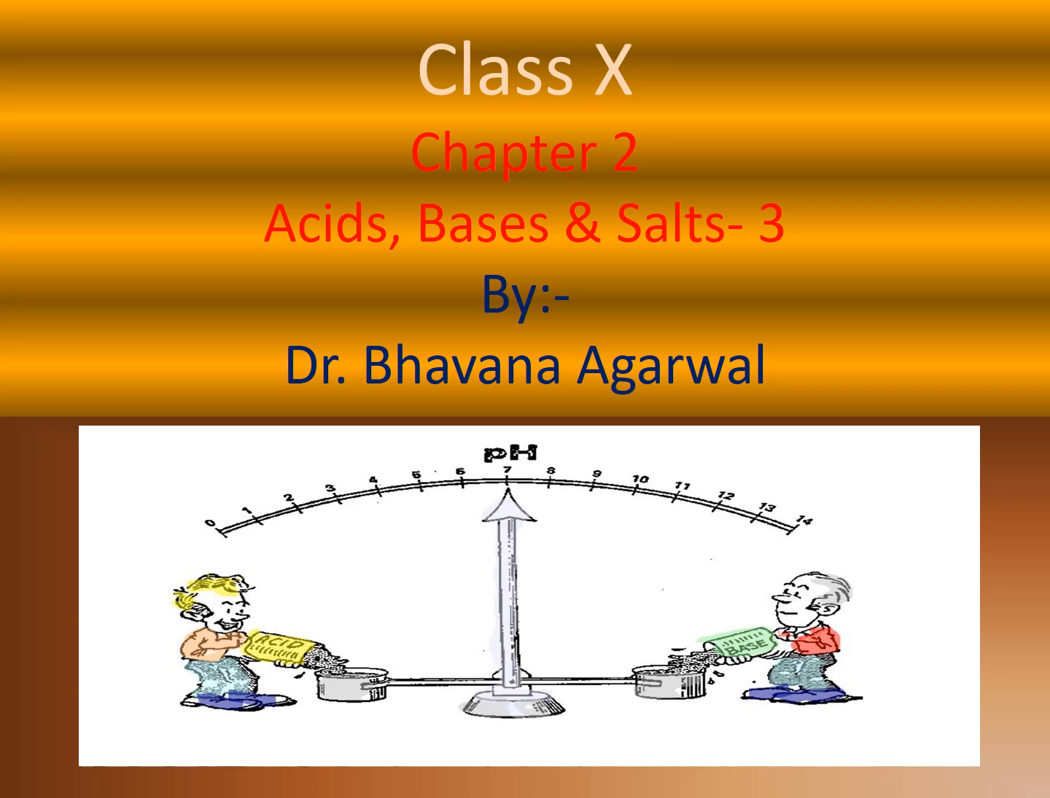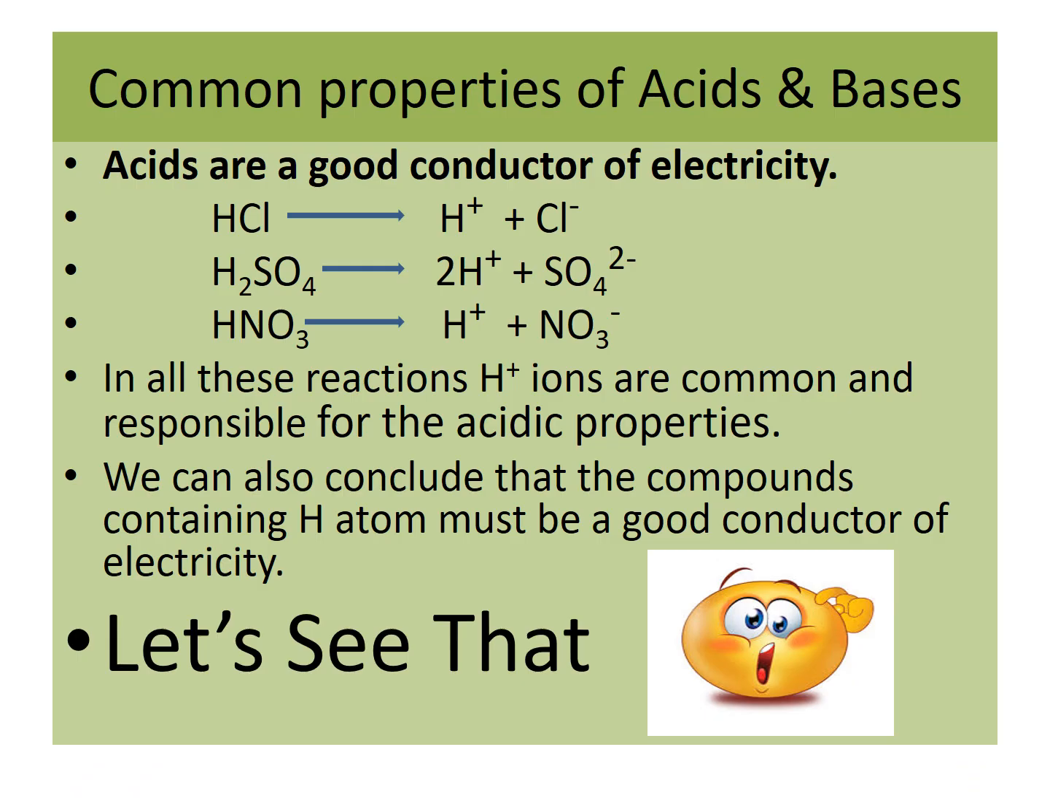Hello everyone. As we have discussed in the previous slides, हमने कुछ फिजिकल प्रॉपर्टीज डिस्कस करी थी एसिड्स एंड बेसिस की और साथ ही कुछ केमिकल प्रॉपर्टीज भी. And we also said that there are some more properties which are common to both acids and bases. So now let's discuss them in the another slides. Now let's see what are some of the common properties.